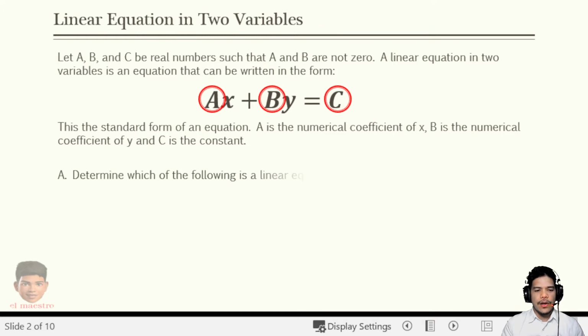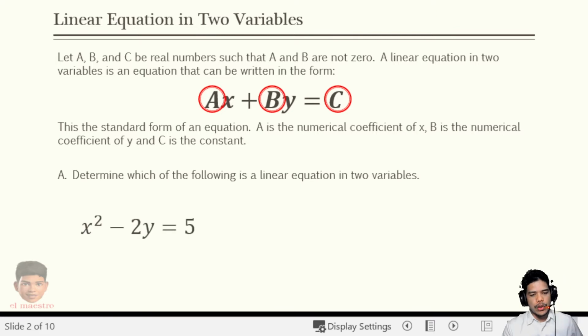Okay? So determine which of the following is a linear equation. I will be giving you examples here, tapos titingnan natin if this is a linear equation or if it is not. So, let's have this first example. We have x squared minus 2y is equal to 5. Let's evaluate and let's check. Let's compare this equation na given to the general or the standard equation.